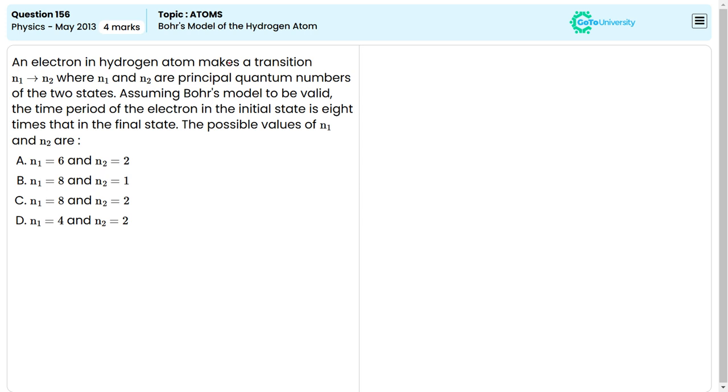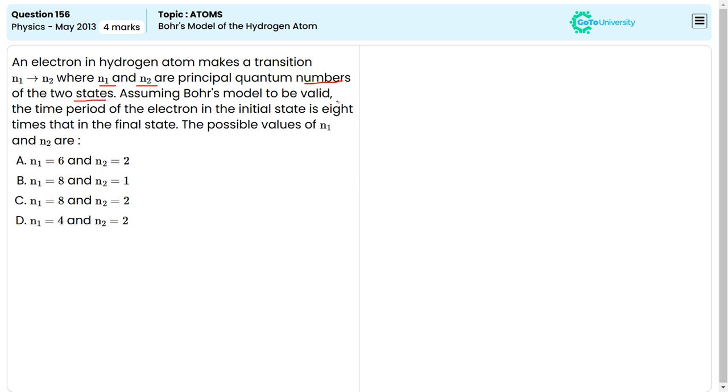An electron in a hydrogen atom makes a transition from n1 to n2, where n1 and n2 are the principal quantum numbers of the two states.